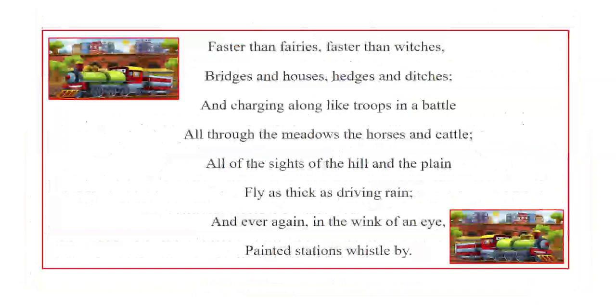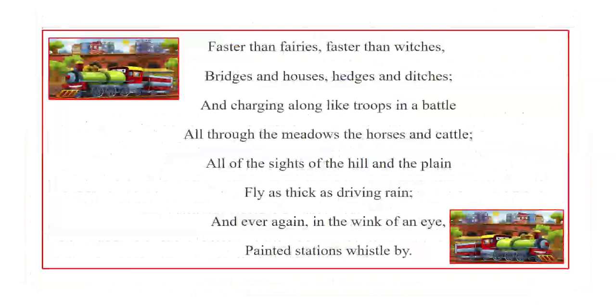It leaves behind everything. Why? Because it's moving so fast. The green fields where horses and cattle are grazing, they just come and move. He can just have a glance of it. All the sides of the hills and plains fly as thick as driving rain.